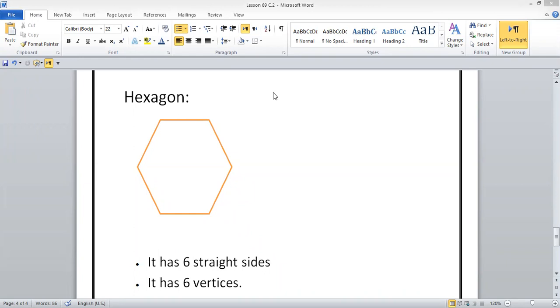Semicircle is the half of the circle, and that has 2 vertices and 2 sides. One of the sides of semicircle is curved and one of the sides is straight. Again I repeat, semicircle has 2 vertices, 2 sides. One side is curved and one side is straight. Coming to the pentagon, pentagon has 5 sides and 5 vertices and hexagon has 6 sides and 6 vertices.